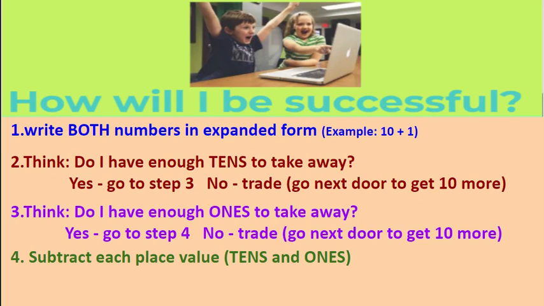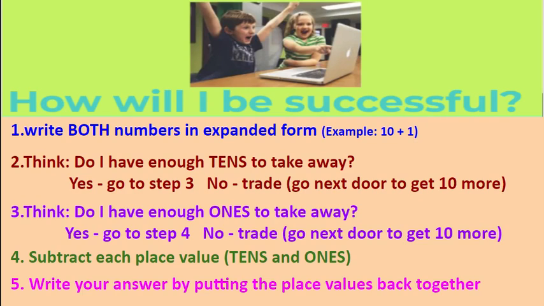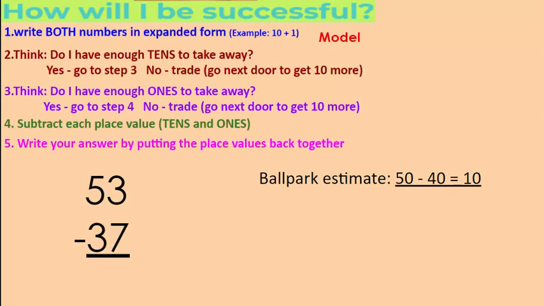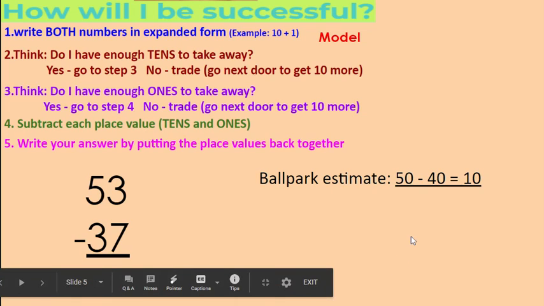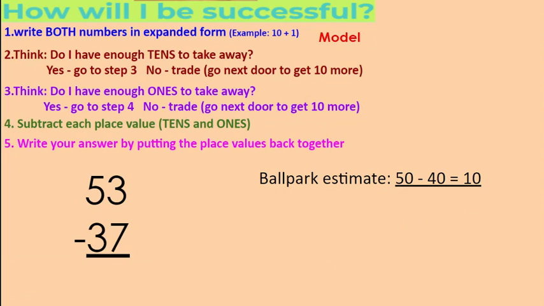Step 4, we will subtract each place value, the tens and ones, separately. And finally, we will write our answer by putting the place values back together. Let's see how this is done. In the previous lesson, we talked about ballpark estimates. In today's lesson, they will be done for you. You will see the ballpark estimate here. For 53 minus 37, the estimate would be 50 minus 40 equals 10. So my answer should be close to 10.